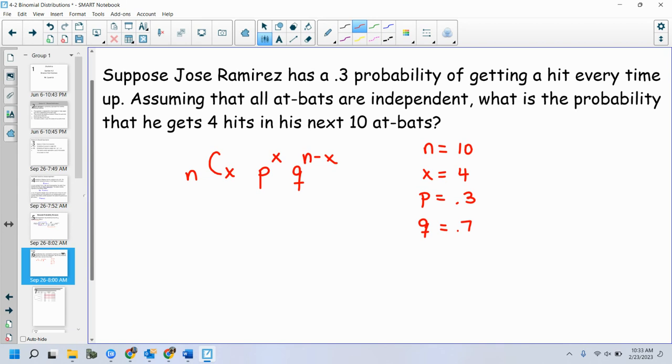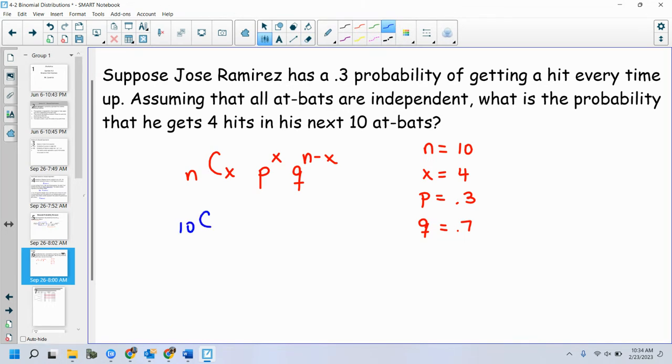Okay, so we can say, now, please understand, this is the probability of getting exactly 4 hits. Not the probability of getting at least 4 hits. We'll talk about that here in a second. But this is the probability of getting exactly 4 hits out of 10 trials. Order doesn't matter. I am just saying 4 out of these 10 need to be a hit. Okay. All right, so let's plug it in and see.